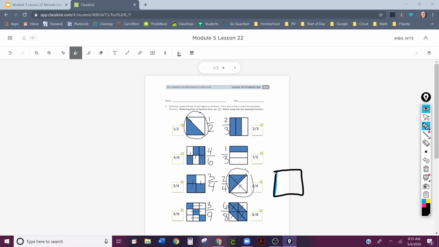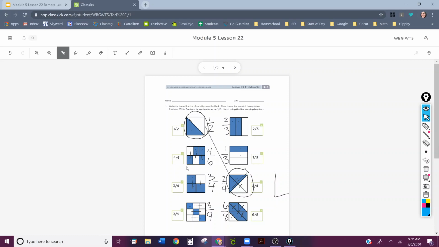If I were to turn this object on its side, and shade those same two pieces out of four, we now notice that it looks the same as this one up here. So are those equivalent fractions? Yes, they are. So we just had to visualize turning that object, and then we notice that they have the exact same amount shaded. So I'm going to come up here to this line function. I'm going to click the line, and I'm going to match this shape all the way down to this shape. And then you see it puts a line in there. Okay?